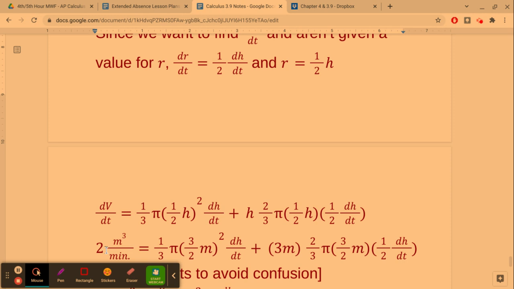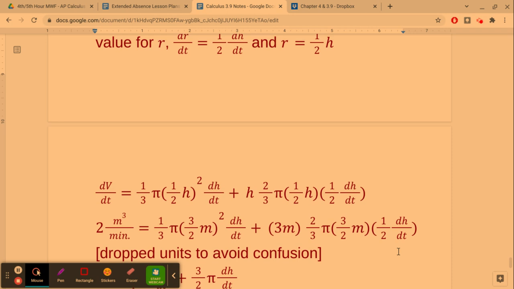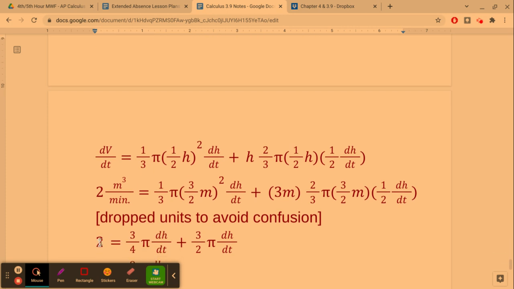We know our rate of change of volume with respect to time. We're adding 2 cubic meters per minute of water into our conical vessel. All right, and now we would substitute h here and simplify. Substitute h, times 2/3 pi. Substitute h and simplify. All right, and now we have just one variable, dh/dt. This is great. Now, I'm going to drop units to avoid confusion. There's a lot of stuff moving around, so I'm going to cut out units. All right, cool. So now we have simplified each of these parts of my sum on the right-hand side.